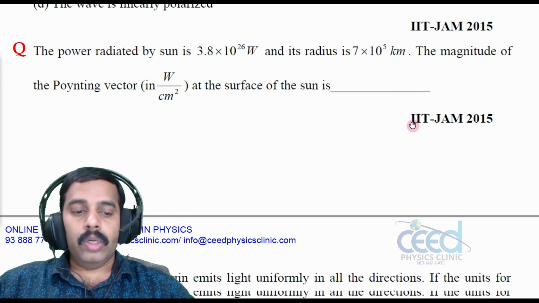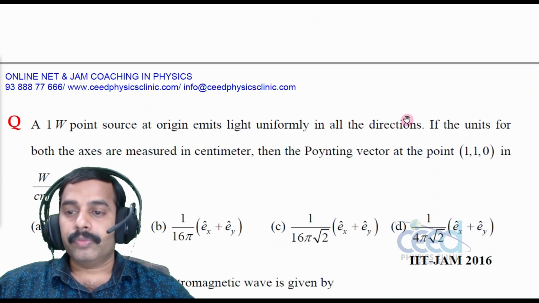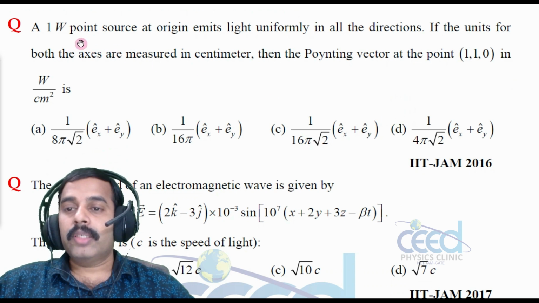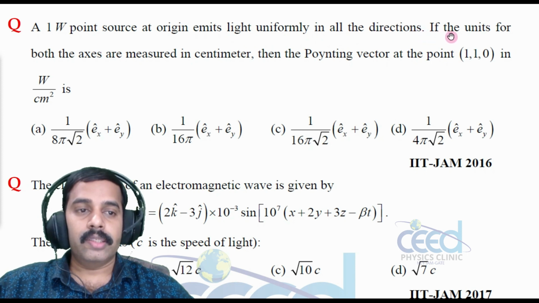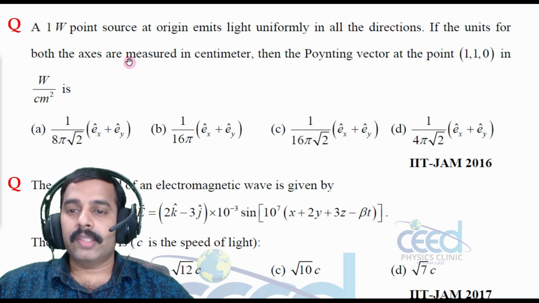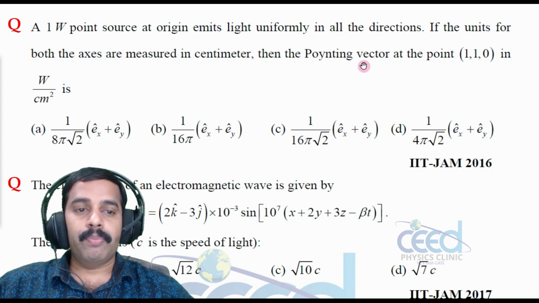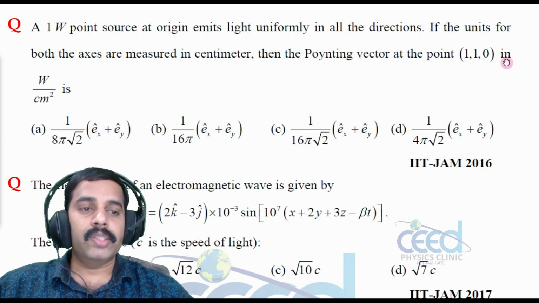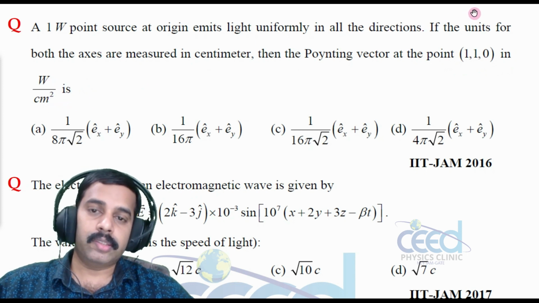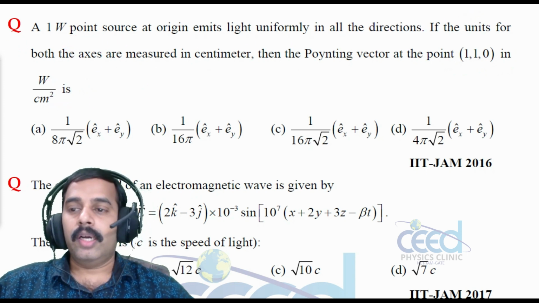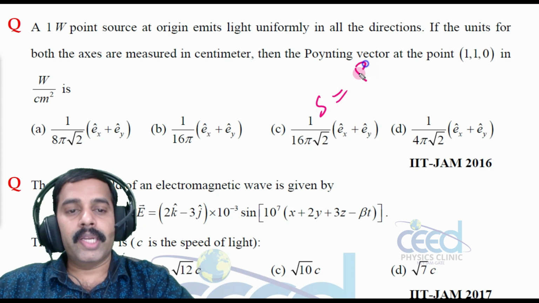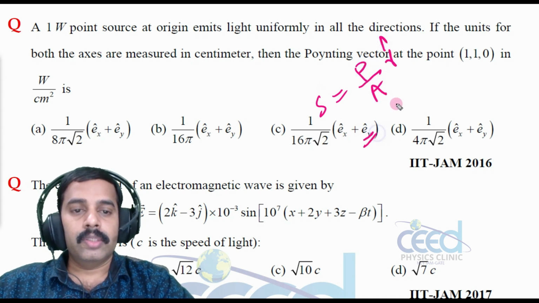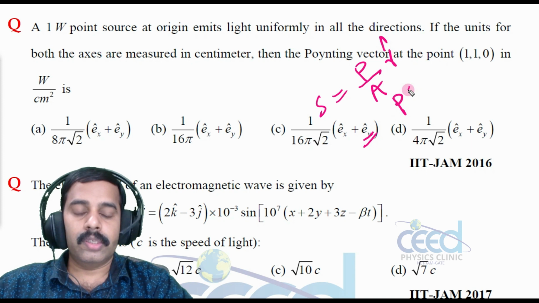Now let us come to another question. A 1 watt point source at origin emits light uniformly in all directions. If the units for both the axes are measured in centimeter, then the pointing vector at a point 1 1 0 in watt per centimeter square is, right? So again we need to find the pointing vector, that is power per area. Its direction is r cap. So power divided by a point source, a point source means 4 pi r square.